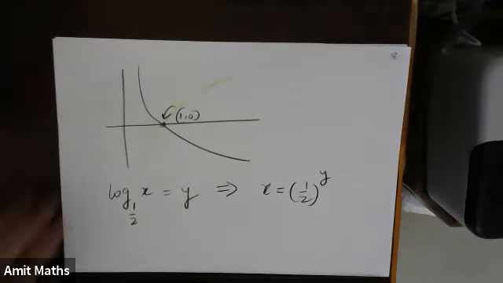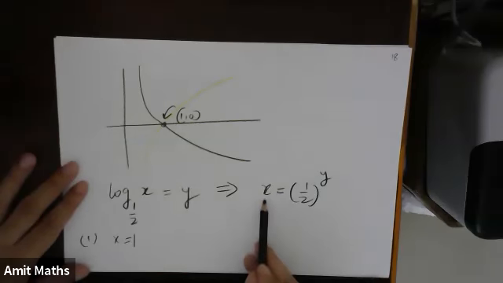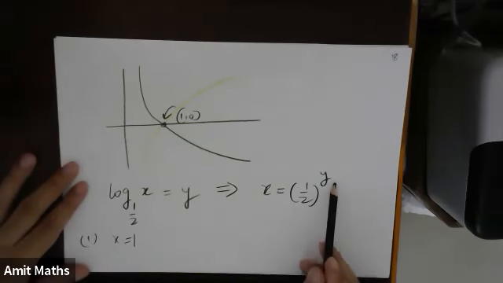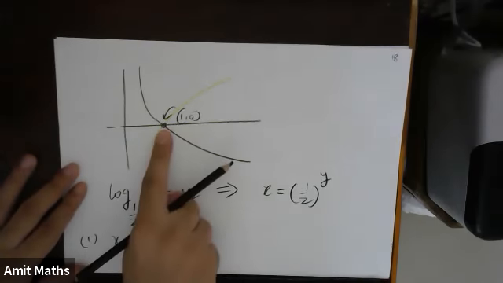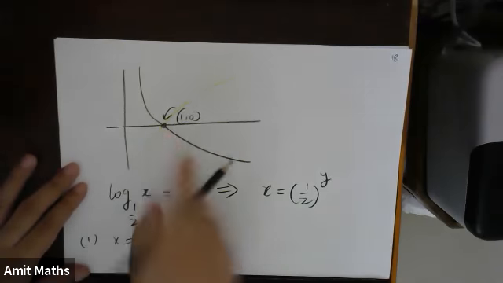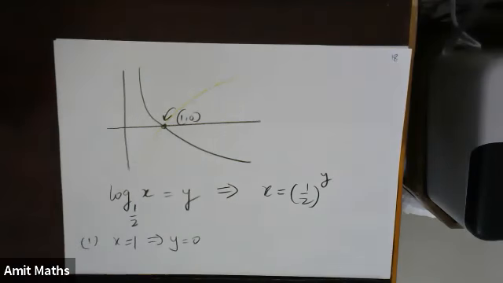So the first point, when x is equal to 1, what should be the value of y? This should give me y is equal to 0. So that means I will get this point. Okay, first point, this point is very easy to find. So this point is common for every log, even if it is weak base or strong base.